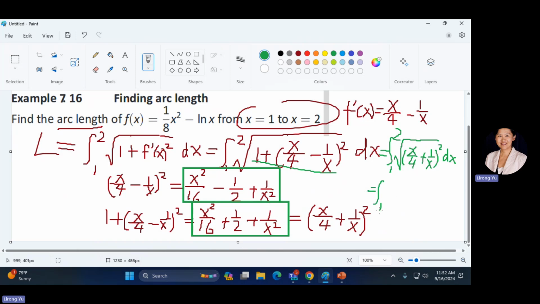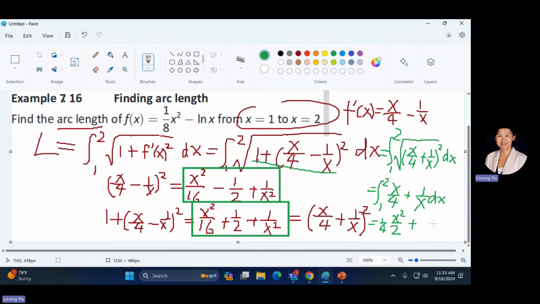It's actually the integral from 1 to 2 of x over 4 plus 1 over x. Now no more root and no more square because they basically cancel each other. And we integrate this. You bring the 1/4 to the side. X itself is x squared over 2 with the power rule. And then the 1 over x, what's the antiderivative of 1 over x? The natural log, yes.